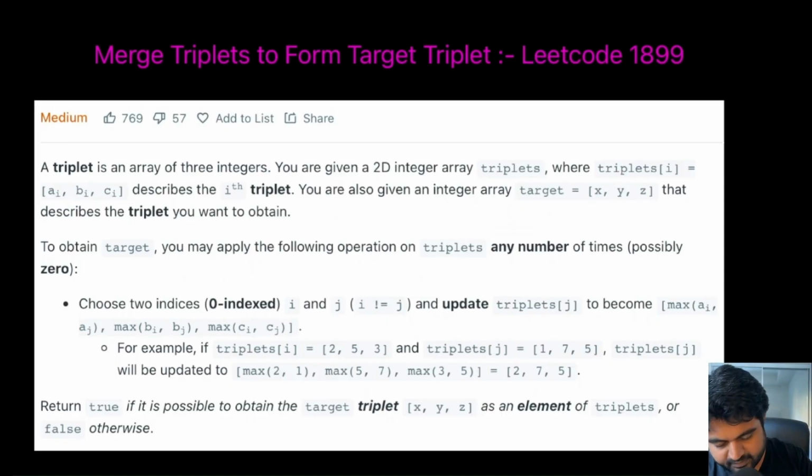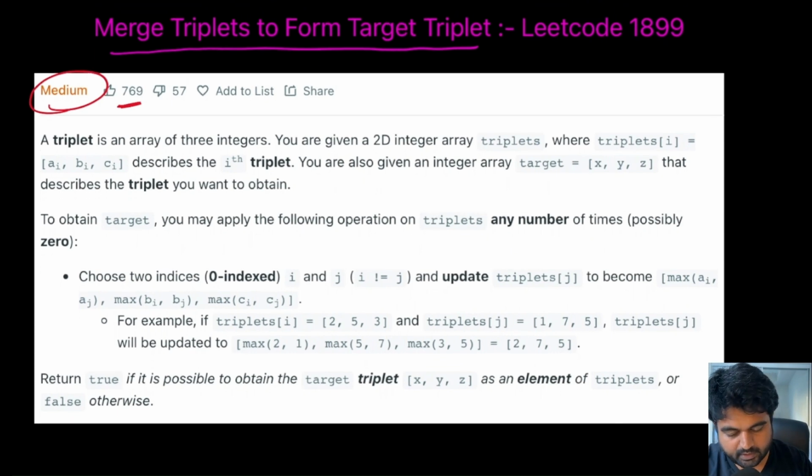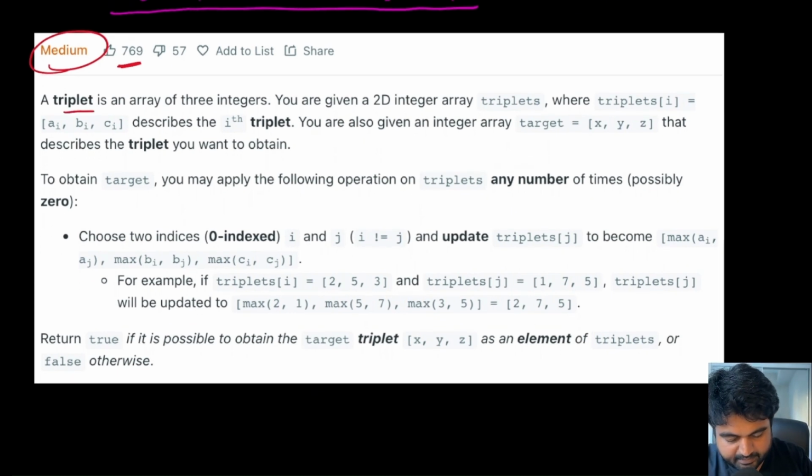The LeetCode problem we are going to solve now is called Merge Triplets to Form Target Triplet. We can see that this is a medium problem and not a very well-liked one, but a really important one. Basically, a triplet is an integer array of three integers. We are given a 2D integer array called triplets that contains the pieces of triplets, which means values like A, B, and C.